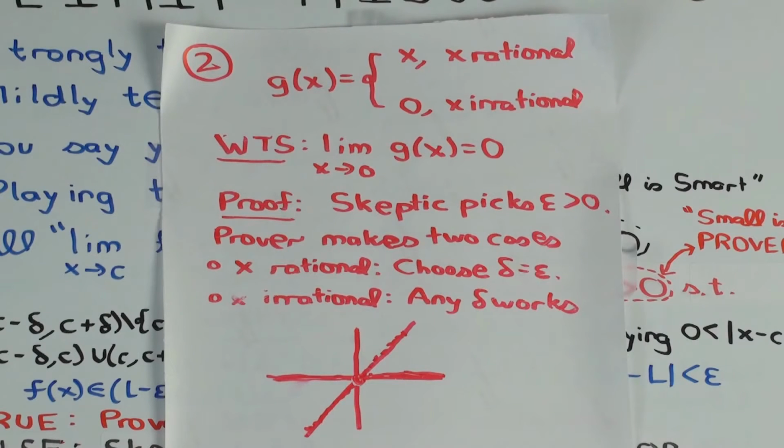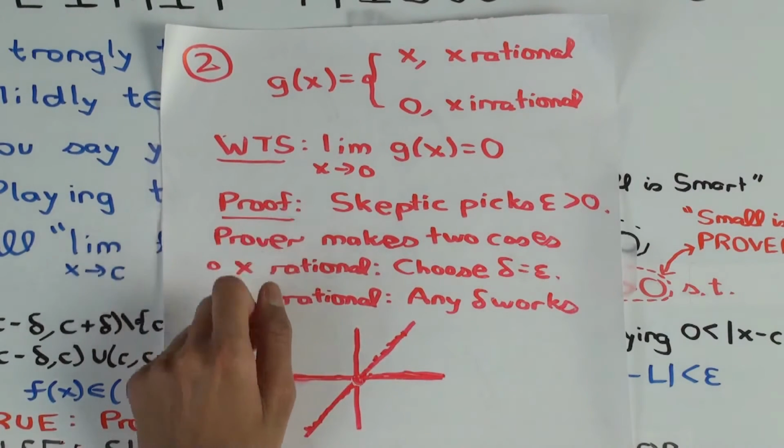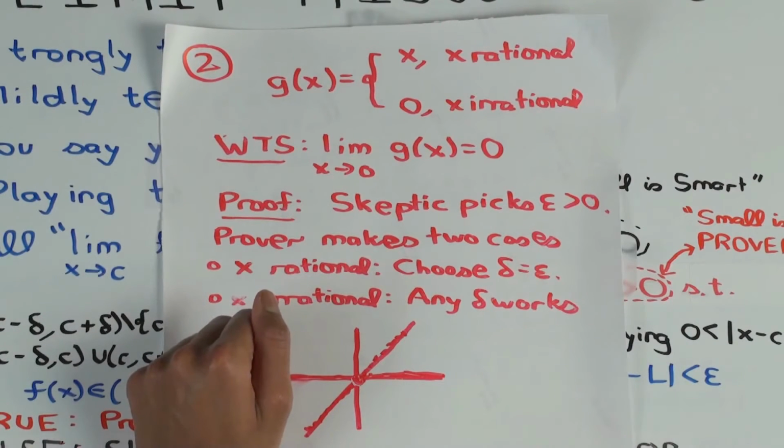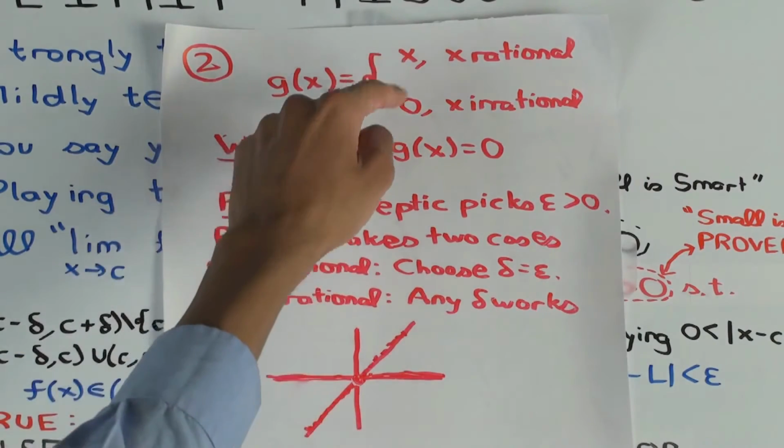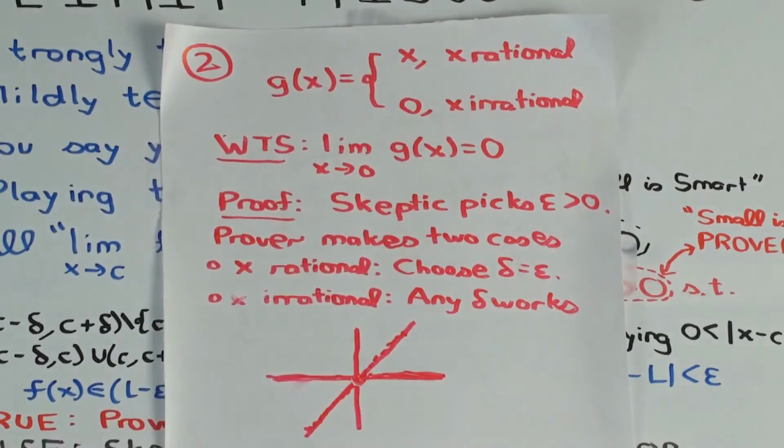Okay. So this is the proof we have here. The idea is we again think about it in terms of the game. The skeptic first picks the epsilon. Now the prover has to choose the delta. But there are really two cases on x, right? X rational and x irrational. So the prover chooses the delta based on whether the x is rational or irrational.